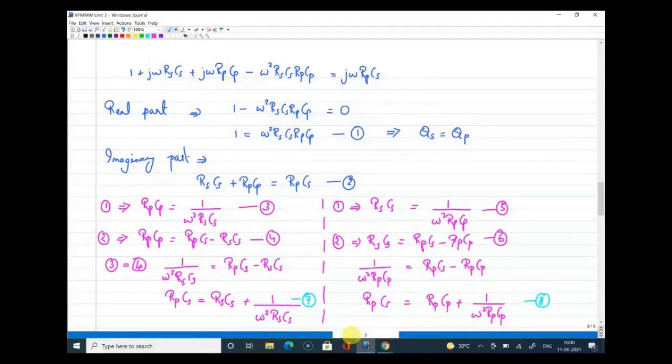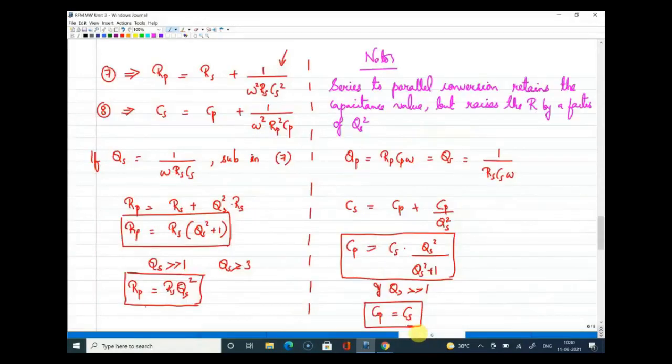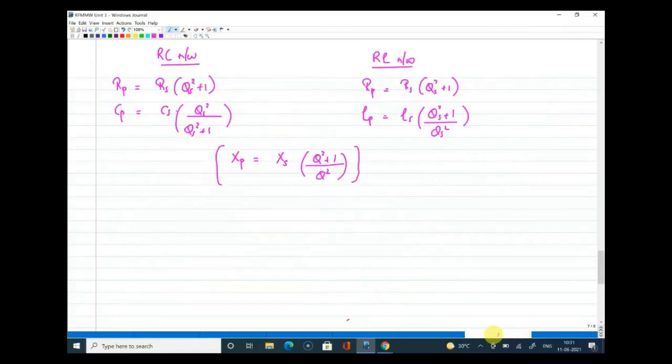obtained the formula for the conversion. If you convert the network from parallel to series or from series to parallel, how you can actually get the values of those components. So in that case, we equated the series and parallel networks, and we obtained the expression for the resistance and the capacitance for an RC network, and we summarize that in this form.